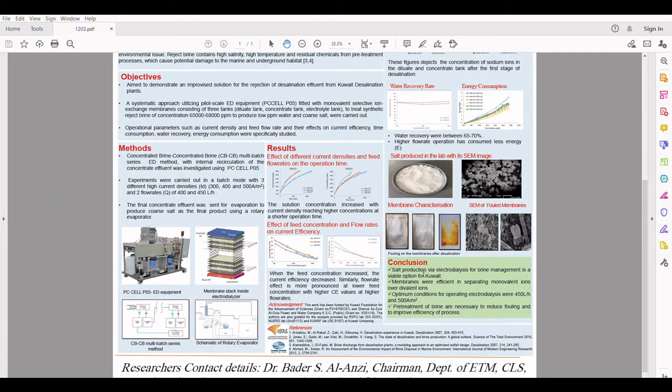Now coming to some of the challenges we encountered during the experiment. After finishing the experiment, the membrane stack was dismantled and a few membranes were taken for investigation. On the right hand side you can see the SEM images of the fouled membranes. SEM EDX results were generated to characterize the fouling substance.